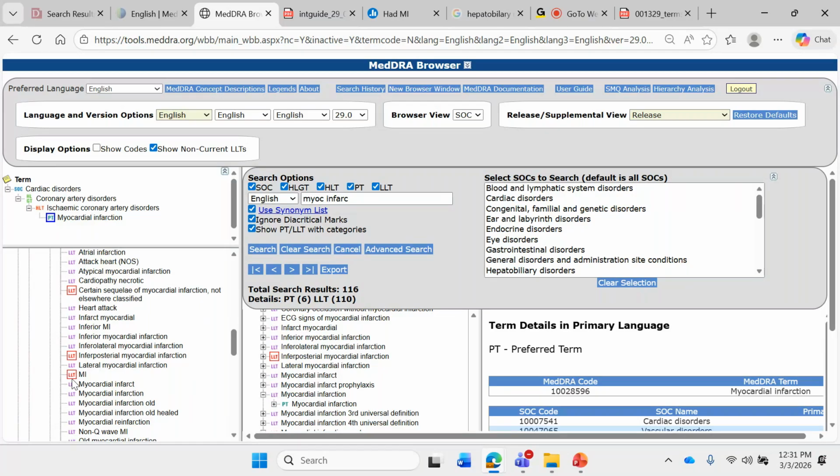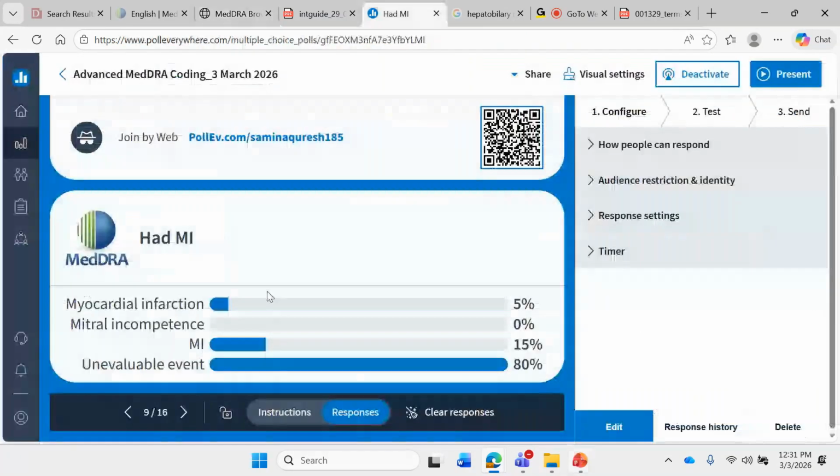It's non-current. Therefore, the best thing to use here, the answer would be unevaluable event. That is the correct answer. 80% of you got that right. And 15% chose MI, but MI is non-current, therefore we cannot use that for coding. Okay, so let's go on to number 10.